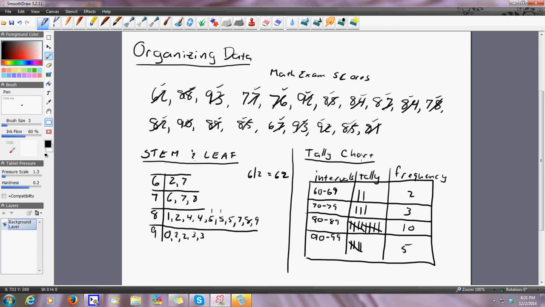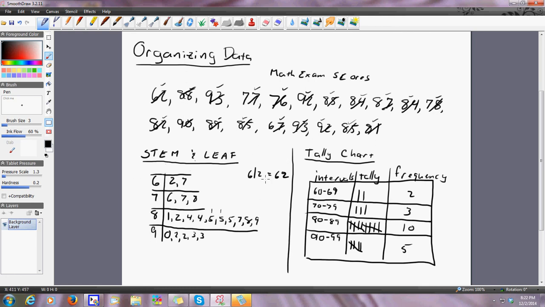You'll use a tally chart when you're making a histogram, but I'm not going to get into that. Stem and leaf gives you very exact values. But as a teacher, I'm more interested in seeing intervals. Individual values aren't necessarily important right now, whereas the intervals are. But sometimes you do want to see what the individual values are. So they both have their value.